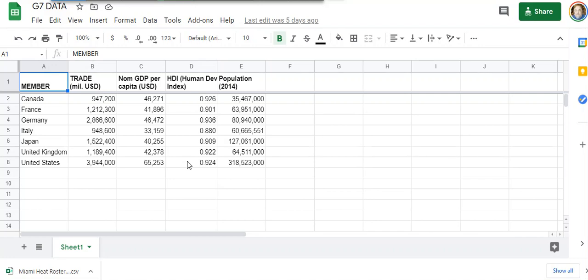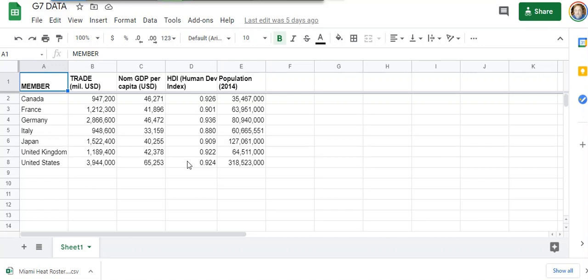Their nominal gross domestic product per capita. In other words, this is the earning power in U.S. dollars of each person that lives in this country. And so I'm noticing here that the United States has $65,000 per person earning potential, as far as contributing to the gross domestic product. Now, the Human Development Index is something that you would have to go and Google.